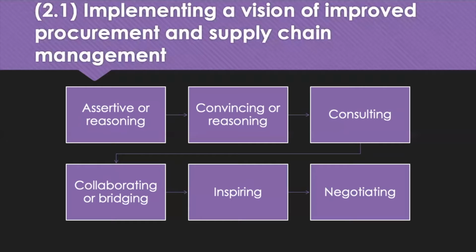And finally, negotiating. A leader who uses bargaining is sometimes prepared to find a compromise and uses other persuasion tools to reach an outcome with other parties. So if leaders and managers want to be better leaders and implement an improved vision of procurement, they will need to increase how they influence others.